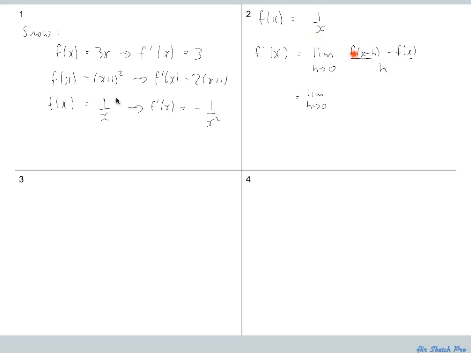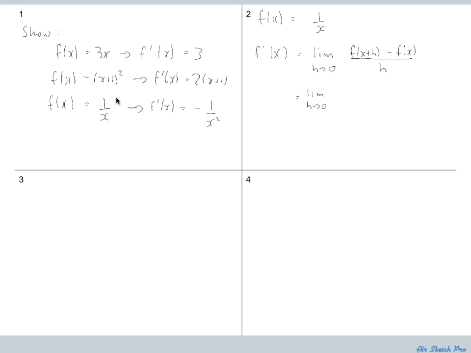Okay, so here, I know it looks tricky, right? But at the end of the day, all this says is that the input is not just simply x, but x plus h. So the input is x plus h, the output is 1 on x plus h. You follow the rule that you're given.